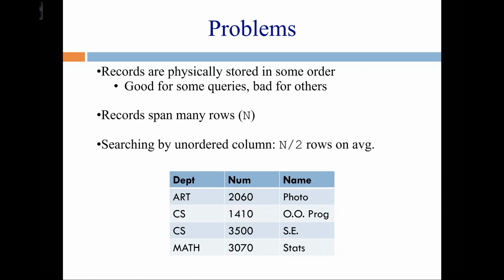The point I want to make here, where I'm going with all this, is that if we know something about the order of the table, the order of the rows, then we can process the query much more efficiently. So records are physically stored on the disk in some order, which will be good for some queries and bad for others. The records are going to span many, many rows, so n is the problem size. And if we do a search by an unordered column, then it's a linear time operation. On average, we're going to have to search n over 2 rows to find one specific value.